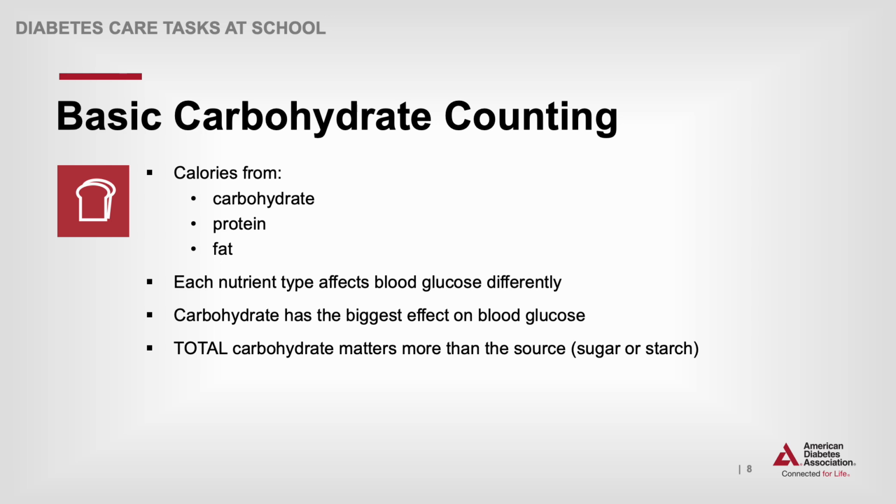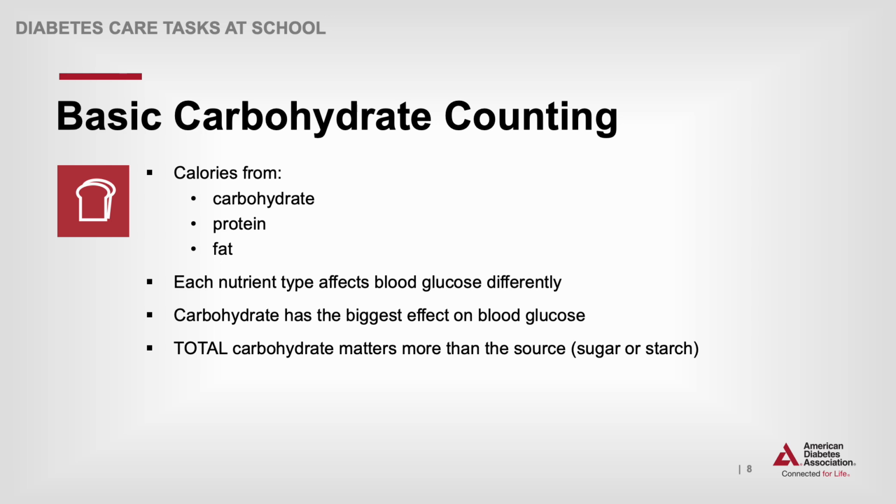Carbohydrate counting is based on the following from nutritional science. Calories in food come from 3 nutrient types: carbohydrate, protein, and fat. Each nutrient type affects blood glucose differently. Carbohydrate, which includes both sugar and starch, has the biggest effect on blood sugar. Approximately 90 to 100% of carbohydrates are converted into glucose in 1 to 2 hours. Proteins and fats do not affect the blood glucose level much. Therefore, they are not usually counted.